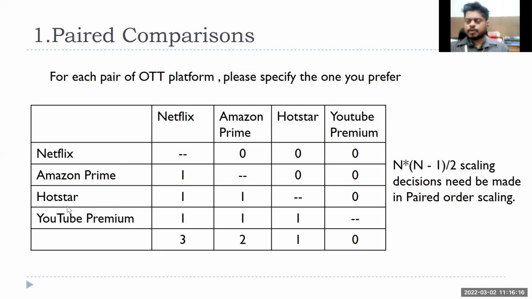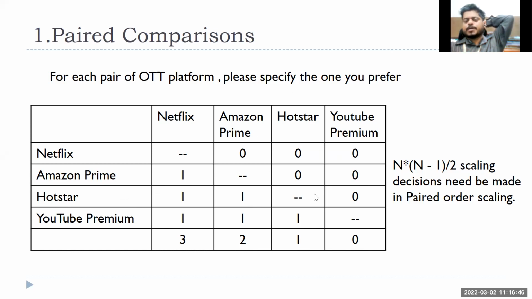Amazon Prime in comparison to Hotstar, he likes Amazon Prime, so that's one. He likes Amazon Prime in comparison to YouTube Premium, that is again one. So the total score for Amazon Prime becomes 2. Similarly, that person likes Hotstar in comparison to YouTube Premium, so Hotstar gets a score of 1. YouTube Premium gets 0, because everywhere it was the last or least preferred choice. So this is the score of one person.